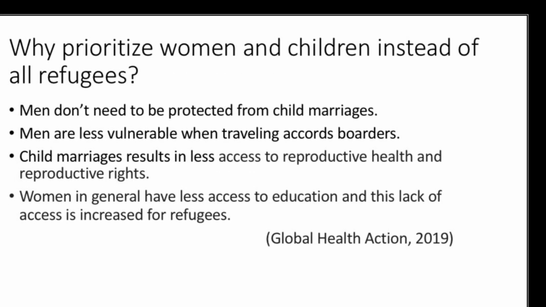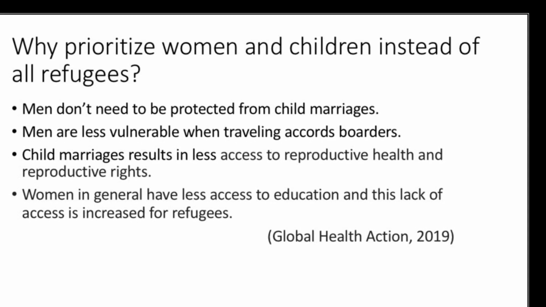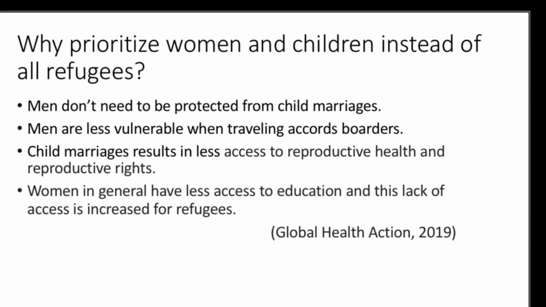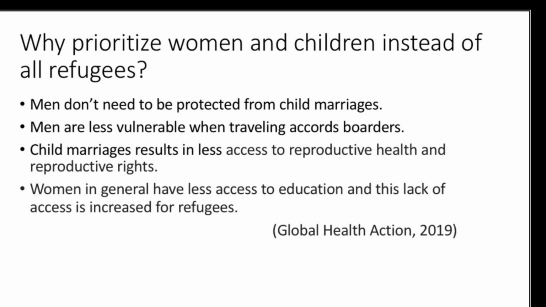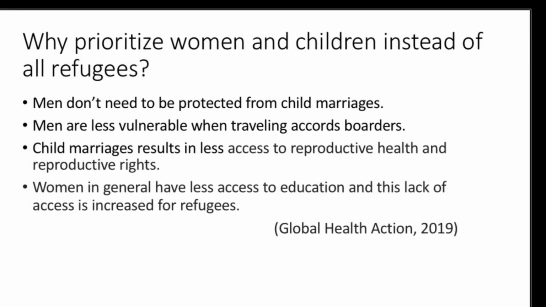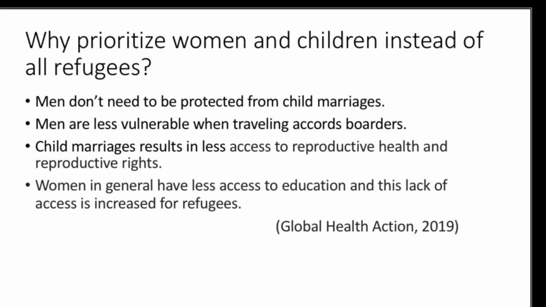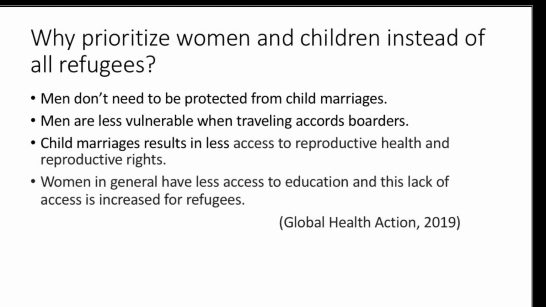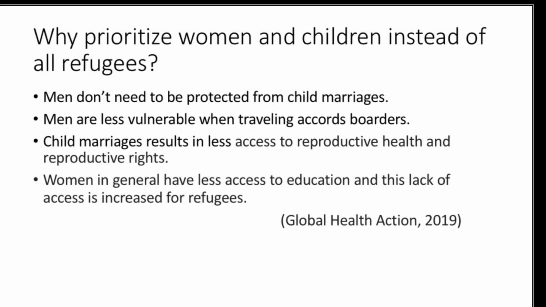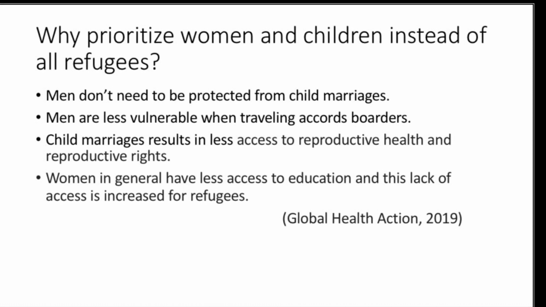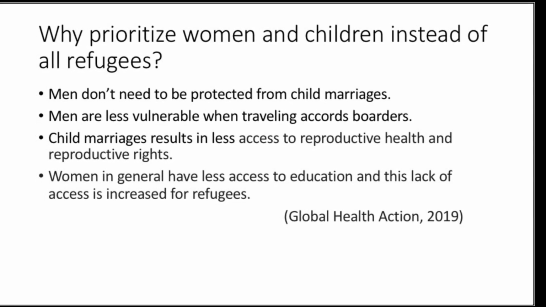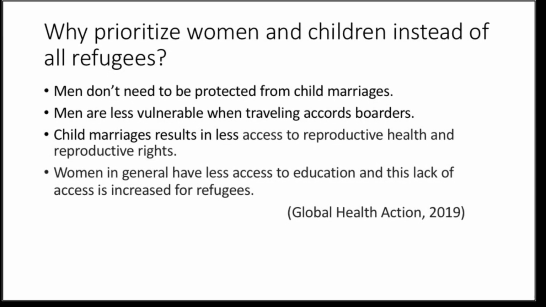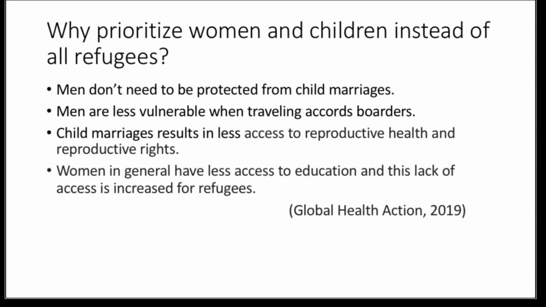So I feel like a lot of people would ask why prioritize just the women and children instead of all refugees in general, but the answer to that is men don't need to be protected much from child marriages. They are also less vulnerable when traveling across borders because a lot of people assume they can defend themselves. Child marriages result in less access to reproductive health and rights in the long run. And women in general have less access to education in a general society. And it's even more in terms of refugees. So that is the reason why they should be prioritized at the moment.